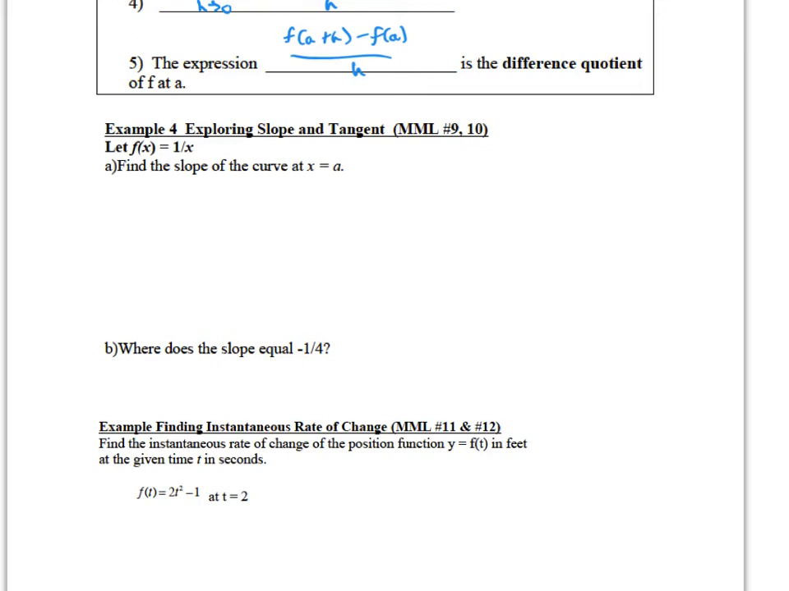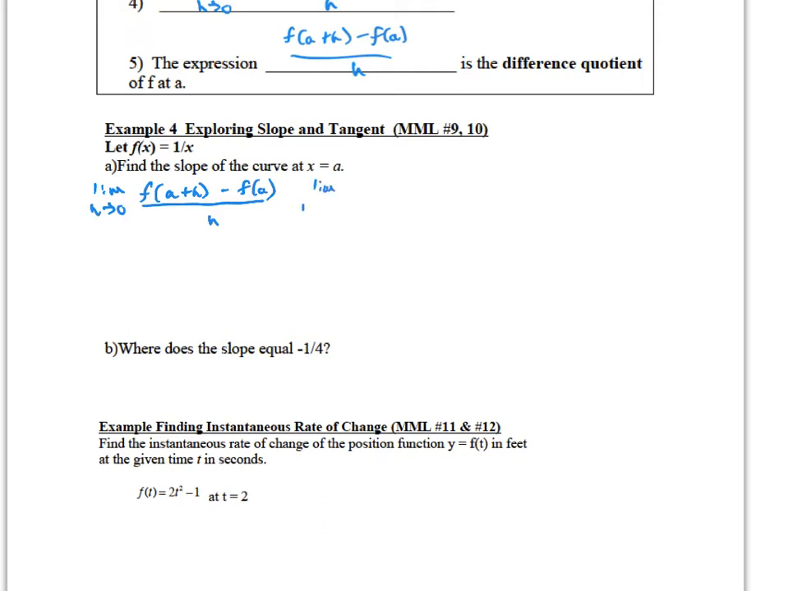Okay, find the slope of that curve at some point a. Limit as h approaches 0 of f of a plus h minus f of a all over h. Now I don't have a specific numerical value, so maybe my answer won't be a number at the end. It might be in terms of a. So let's see if we can figure something out here.